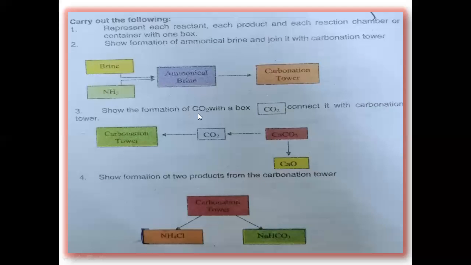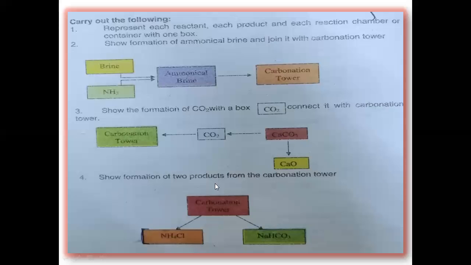This shows the formation of carbon dioxide with a box. This box, CO2, shows production of carbon dioxide, which is connected with the carbonating tower. So carbon dioxide connecting with the carbonating tower means that carbon dioxide is passed through the carbonating tower. And this is the calcium carbonate, which shows that after heating it will give two products, carbon dioxide and calcium oxide. Calcium oxide is used to produce slaked lime, and carbon dioxide is passed through the carbonating tower.